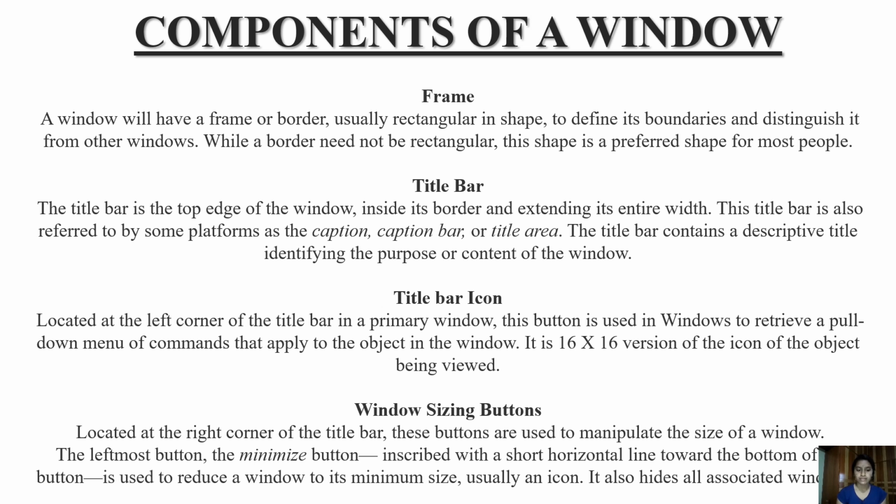Window sizing buttons. Located at the right corner of the title bar, these buttons are used to manipulate the size. The left button, the minimize button, is inscribed with a short horizontal line towards the bottom. It is used to reduce a window to minimum size, usually an icon.